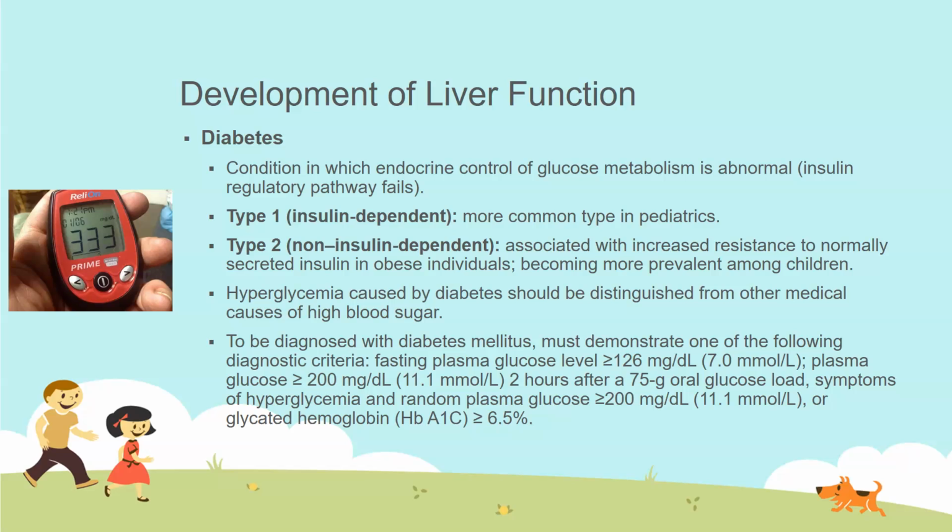or, and that would be 2 hours, sorry, after a 75-gram oral glucose load, or just a random glucose over 200 also. And then symptoms of hyperglycemia, which would be polyuria, polyphagia, and polydipsia, meaning they are thirsty all the time, they're hungry all the time, and they're peeing all the time. And again, with the random plasma glucose above or equal to 200 milligrams per dL. Or if you do a glycated hemoglobin A1C, anything greater than 6.5%.